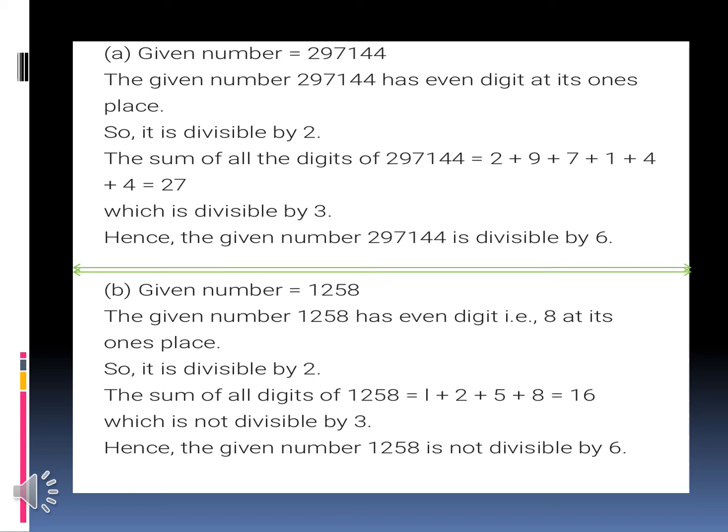So first of all, let's check the divisibility by 2. The last digit is 4. So it is completely divisible by 2. Now let's check the divisibility by 3. Sum of all the digits: 2 plus 9 plus 7 plus 1 plus 4 plus 4 gives us 27, and 27 is exactly divisible by 3, right? So the number is divisible by 3 also.